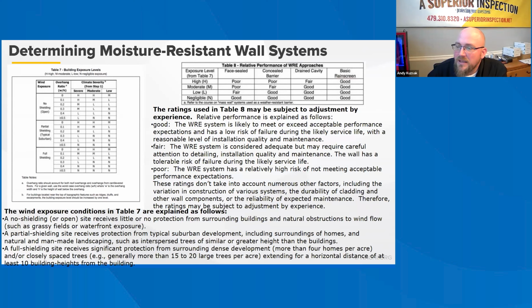And then step 3, the weather resistant envelope. Based on the building exposure level determined in step 2, a WRE approach may be selected and installed based on expectations of relative performance. Alternatively, other factors may be reconsidered in the building and site design to improve protection from rain, such as the use of larger overhangs to protect walls.